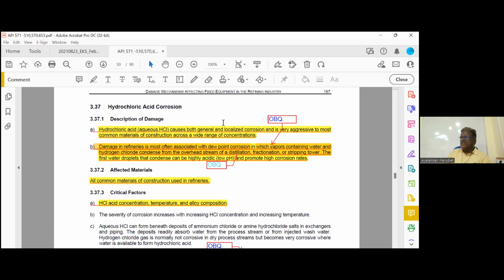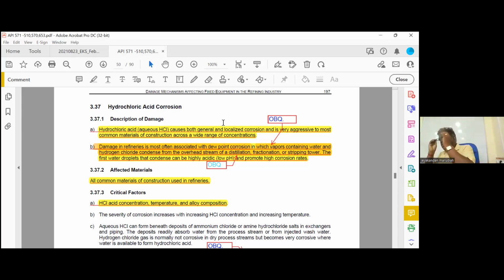Hydrochloric acid corrosion and dew point corrosion are the same damage mechanism. Before, there were 2 separate damage mechanisms, but the principle is the same. When hydrogen chloride is mixed with water, it will form hydrochloric acid.